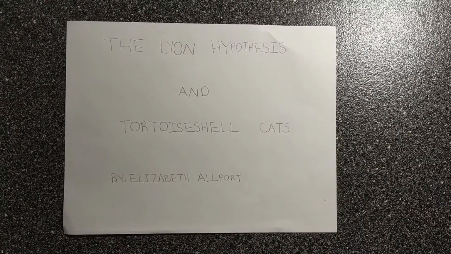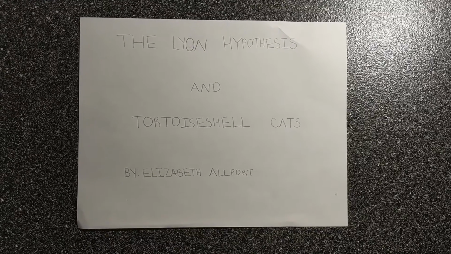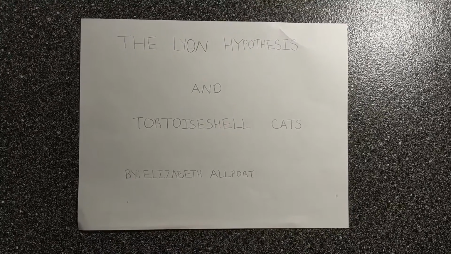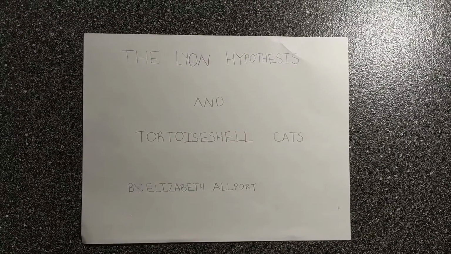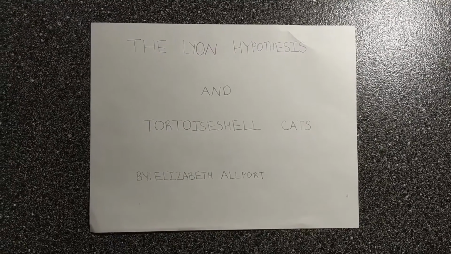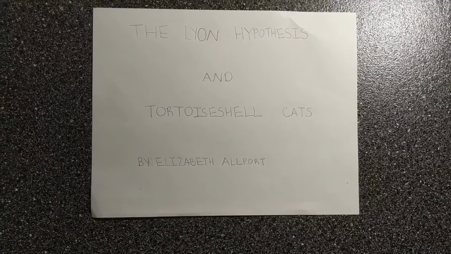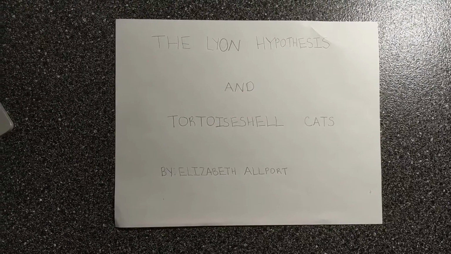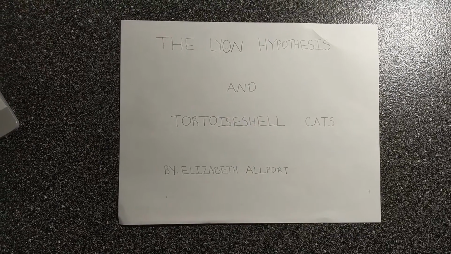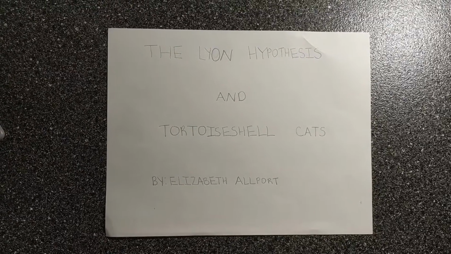An example of the Lyon hypothesis can be seen in the tortoiseshell phenotype. A tortoiseshell cat has a genotype of X^B X^b. The tortoiseshell phenotype is only seen in female cats, since normally females have 2 X's and males only have 1 X and 1 Y. About half of the cells will produce X^B, or black, and the other cells will produce X^b, or yellow. This results in a cat that has black and yellow coloring.